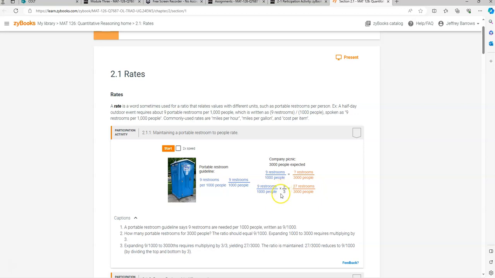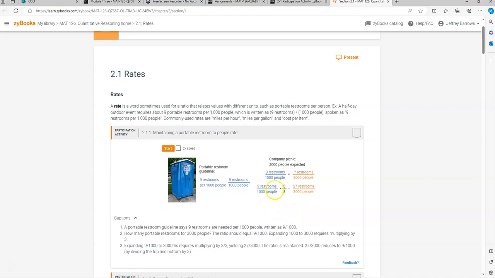Notice that the left-hand side of this equation is being multiplied in both the numerator and the denominator by 3/3. You can think of that as 1, which does not change the rate just to the left of the multiplication symbol. And then it tells you that you need 27 restrooms per 3,000 people.